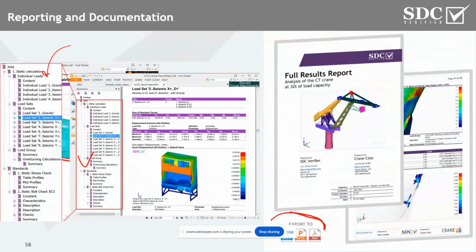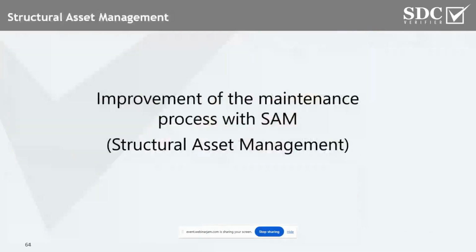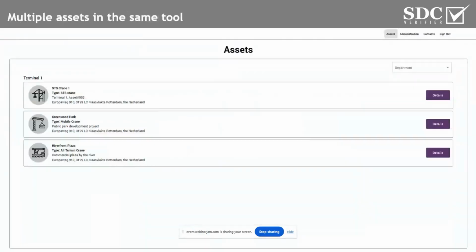Because the remaining lifetime of the structure is affected by localized fatigue damage that can grow in time, and regular inspections and proper maintenance control are a must-have for this part. So the SAM platform is something that helps you to manage these things.